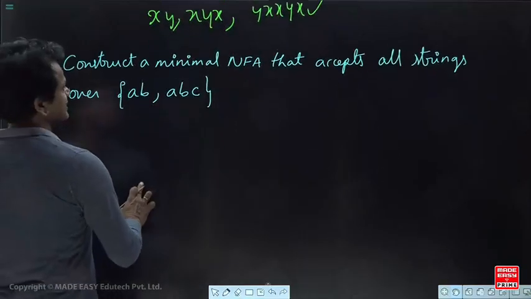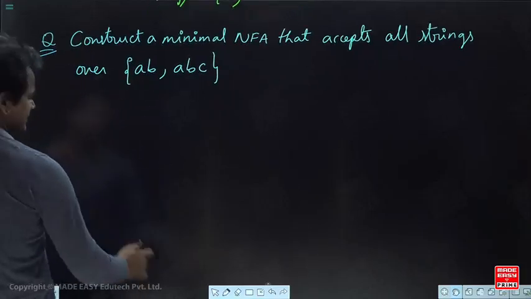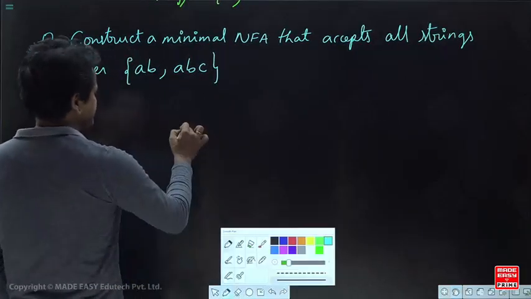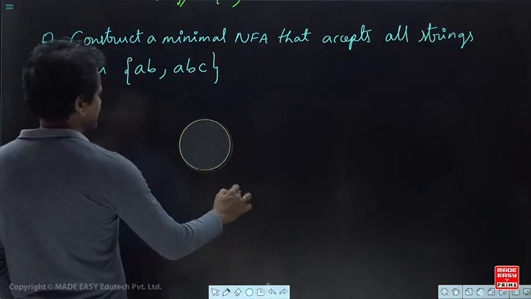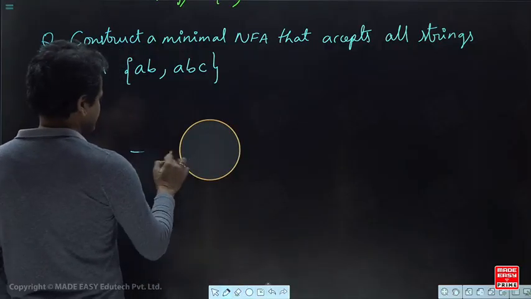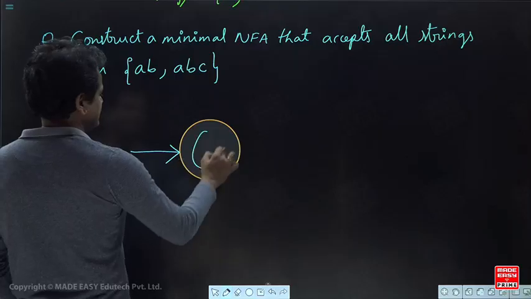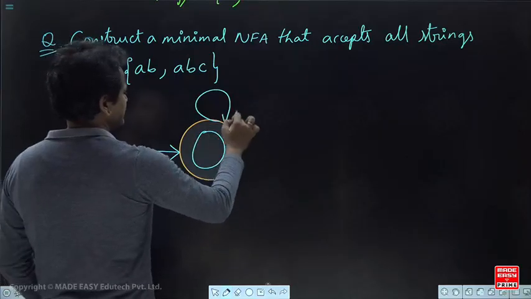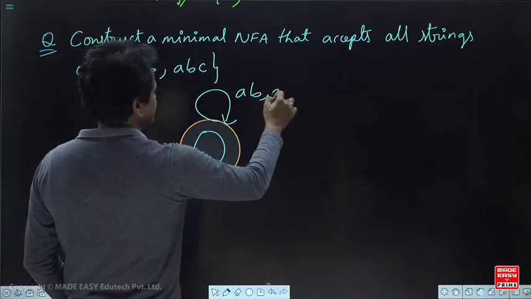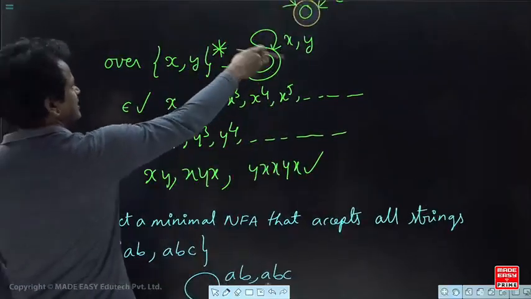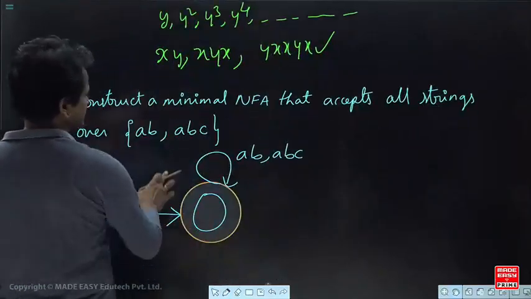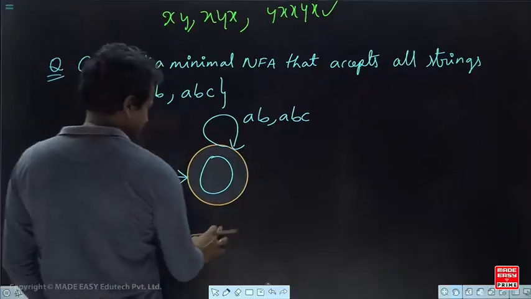Consider the minimal NFA that accepts all strings over AB, ABC. If anybody is thinking, sir, why did you give this question unnecessarily, you are wasting our time. So what is the question in this? The initial state is final. All strings of AB, ABC. Both are the same.